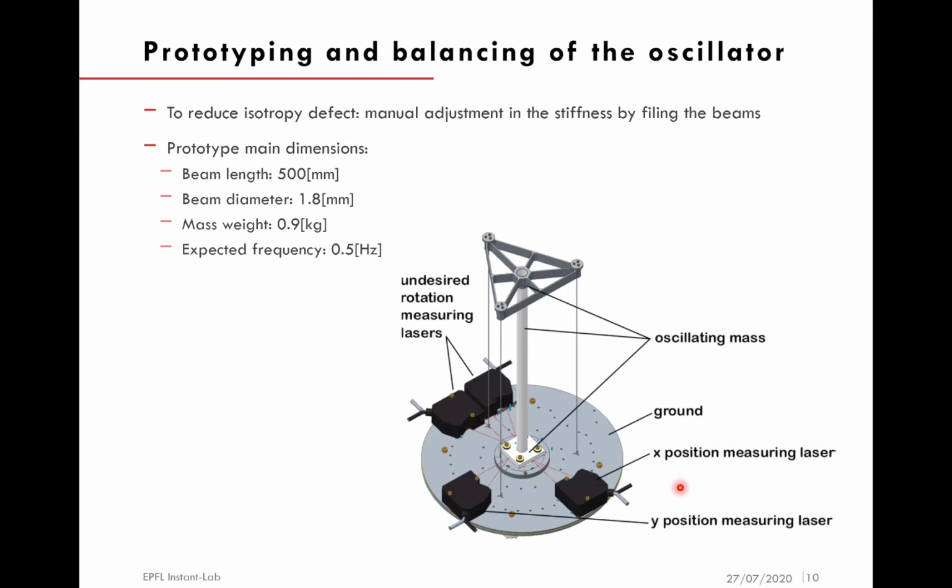Concerning the dimension of the prototype, it will have 500 millimeter long beams with a diameter of 1.8 millimeters, and the mass will weigh 900 grams. This will lead to an initial frequency of 0.5 Hz. Additional parts will then be added to increase the mass and lower the frequency. To which extent we will lower the frequency has yet to be determined.